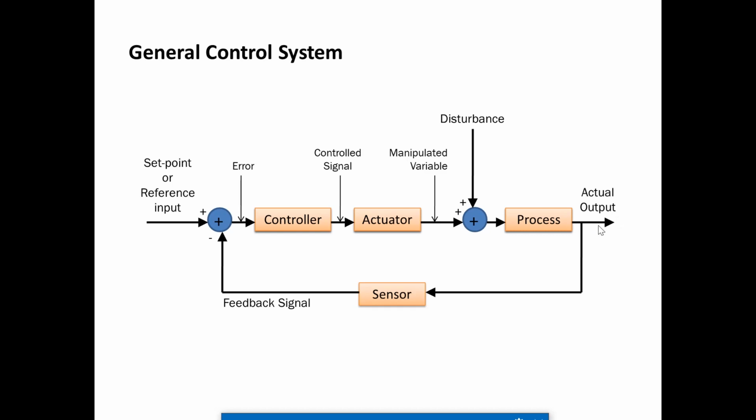Before the actual output, that signal will be taken through a sensor, and that is the feedback signal, and again we are going to send it to the comparator. So this is a general control system that we are going to see here. This is the same thing we have discussed till now. And again this is the feedback signal, and this is the closed loop control system.